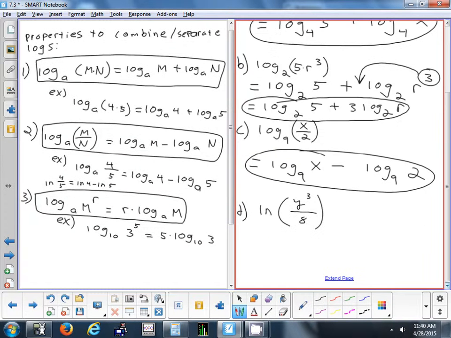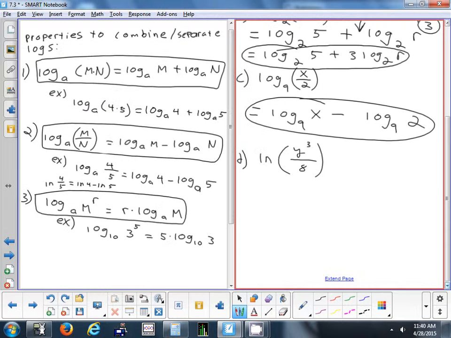Okay, so far all the ones we've done, you pretty much could do them in one step. Even example B, you could do that in one step. You could move the 3 in front. And let's try that here. Okay, example D. This time they're doing an ln. So just make sure you write ln's instead of logs. Okay, Jen, are we multiplying or dividing here?